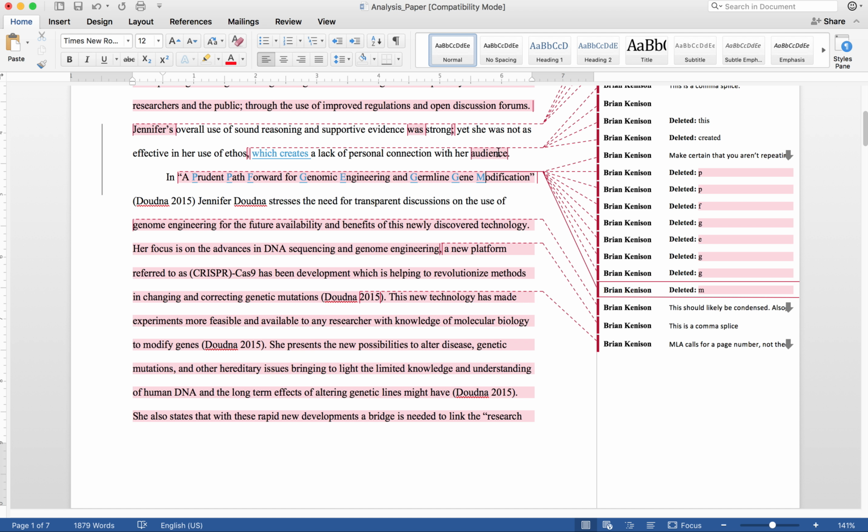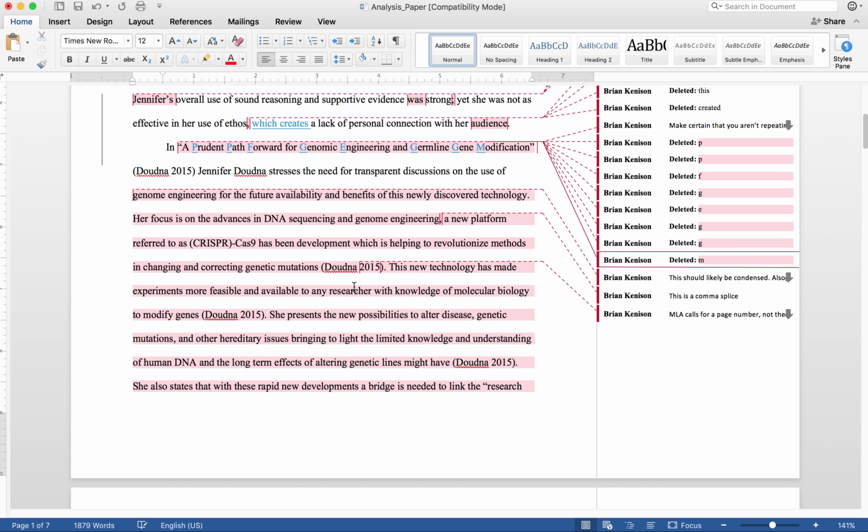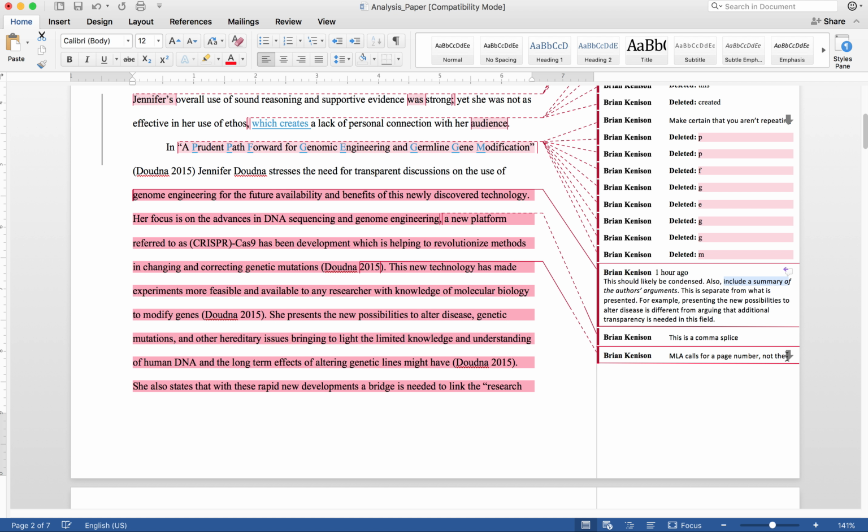And so this is the summary of the article. For the most part, I think there's some good information in here. However, you need to make certain that in the summary, because of the nature of this paper, this is an analysis. The paper is an analysis of how well the author makes the arguments, and so the summary should be a summary of the author's arguments, and that's different sometimes from what is being presented.